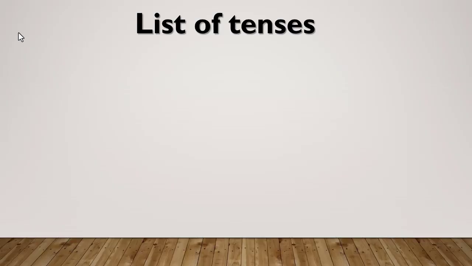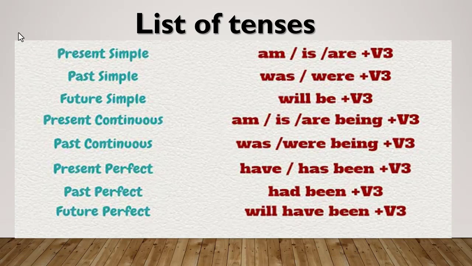Each tense has its own passive structure. You need a list. Here is the list of the tenses and you can see the verb to be and past participle.